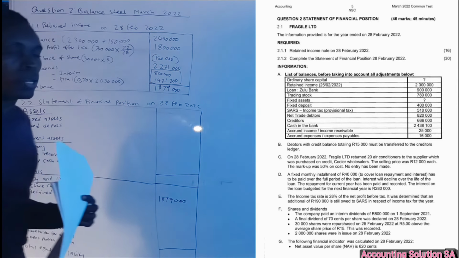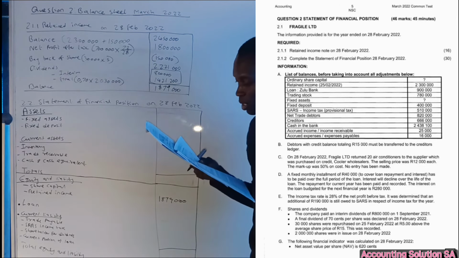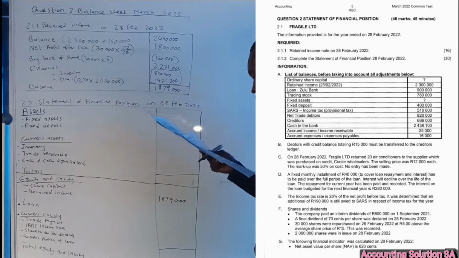Okay, now let's proceed. Now let's check, where do we start? Ordinary share capital, they didn't give us a balance. Okay, now let's take another one.